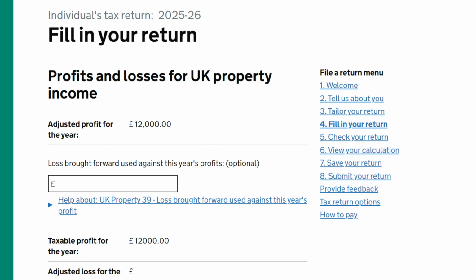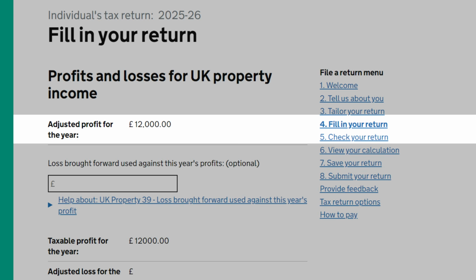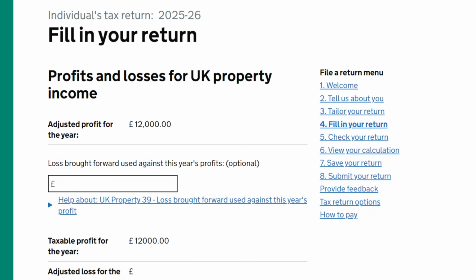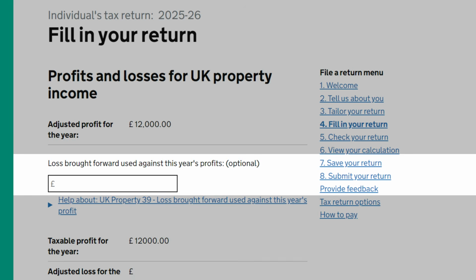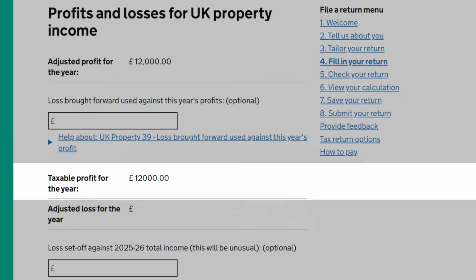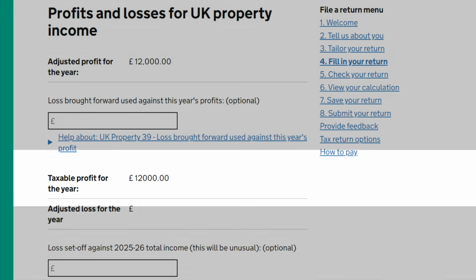On page 5, you'll see your adjusted profit or loss for the year. If you're in profit, you must enter losses from an earlier year. This amount cannot be more than your adjusted profit for the current year. We'll then calculate your taxable profit.